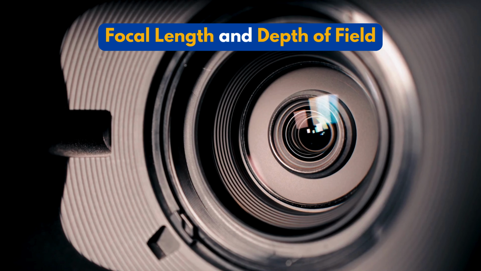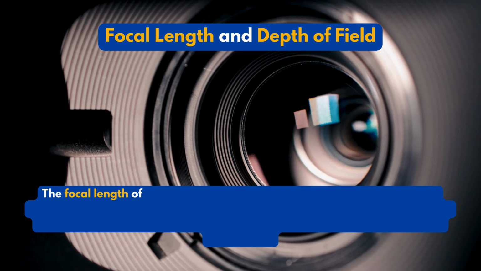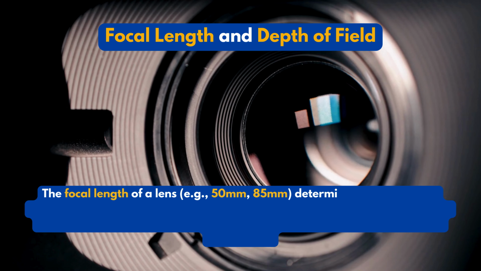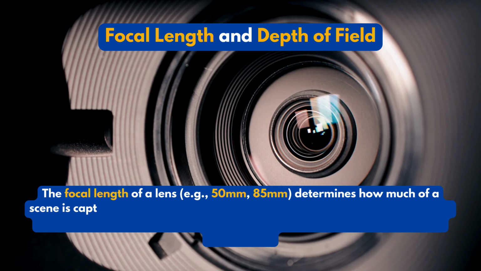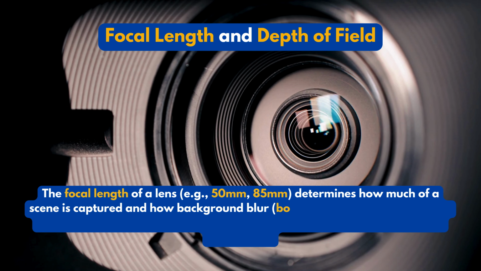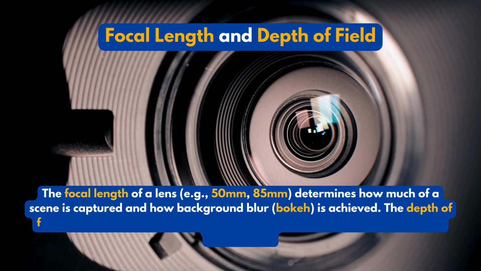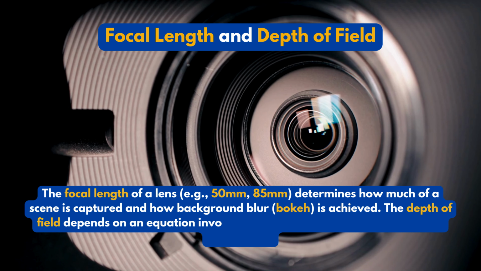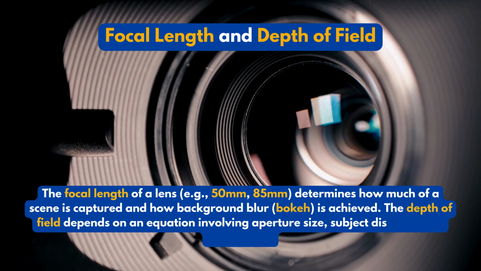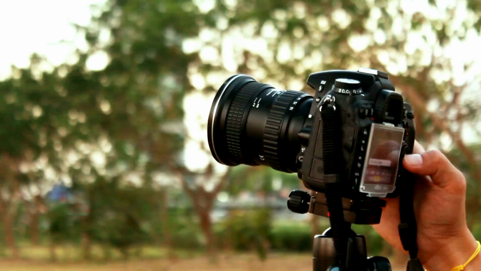Focal length and depth of field. The focal length of a lens, e.g. 50mm, 85mm, determines how much of a scene is captured and how background blur, bokeh, is achieved. The depth of field depends on an equation involving aperture size, subject distance, and focal length.